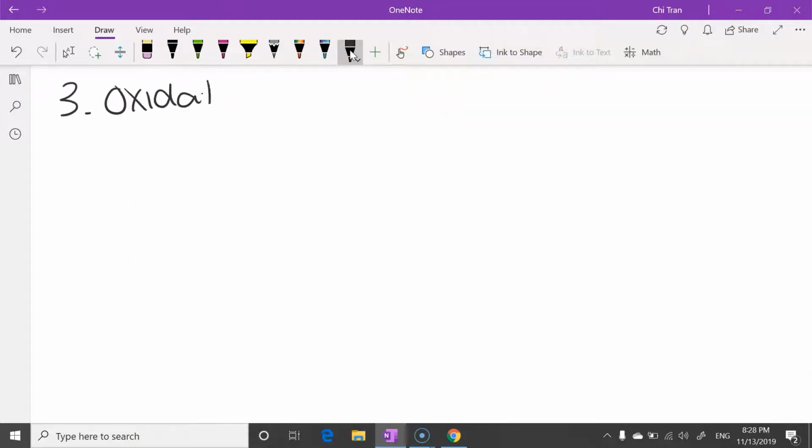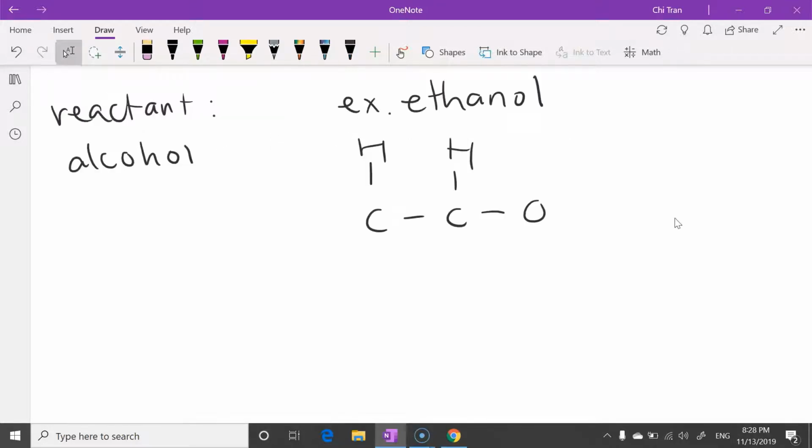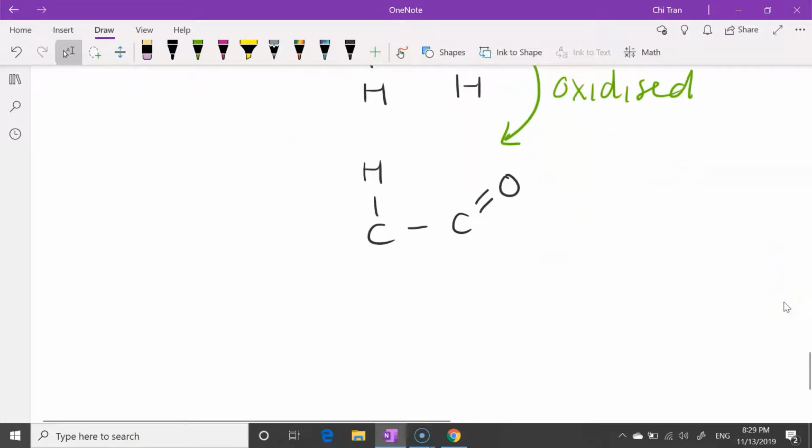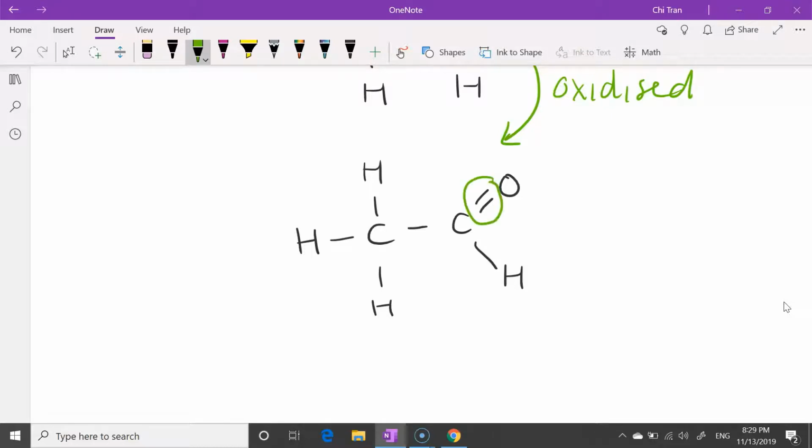Thirdly is oxidation. And oxidation doesn't necessarily mean an addition of oxygen, but it also means there are more bonds created to the oxygen atom. Reactant can be an alcohol because there is one bond to oxygen, and so let's use an example of ethanol. So ethanol, the molecule is said to be oxidized, and the single bond between carbon and oxygen will be changed to a double bond, so carbon double bond to oxygen, and there will be a loss of hydrogen, and it will result in the product of ethanal.